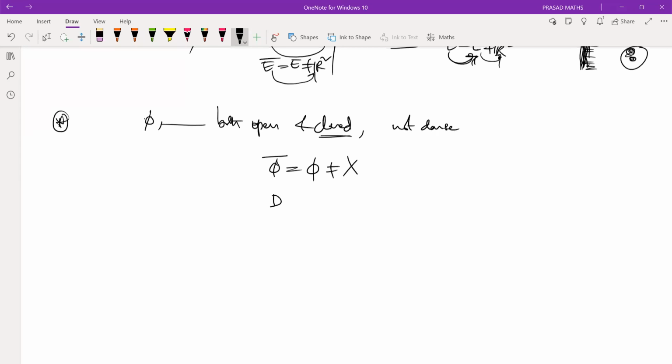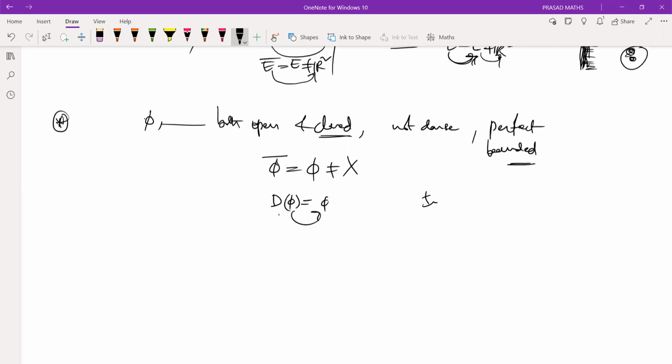Is it perfect? What is the derived set? Empty. Is it perfect? Answer yes. Is it bounded? Yes. If you have any other properties, tell me, we will discuss.